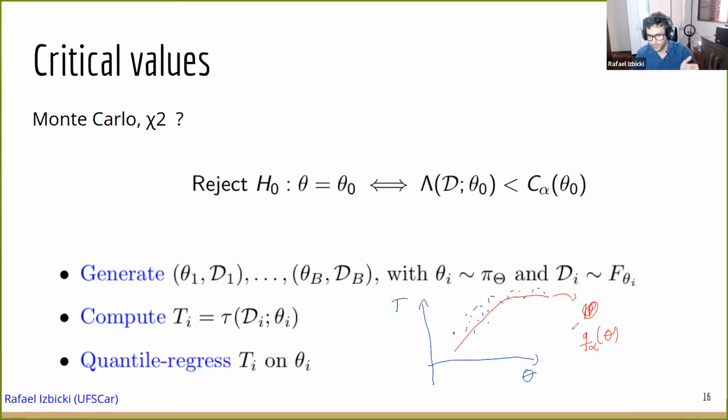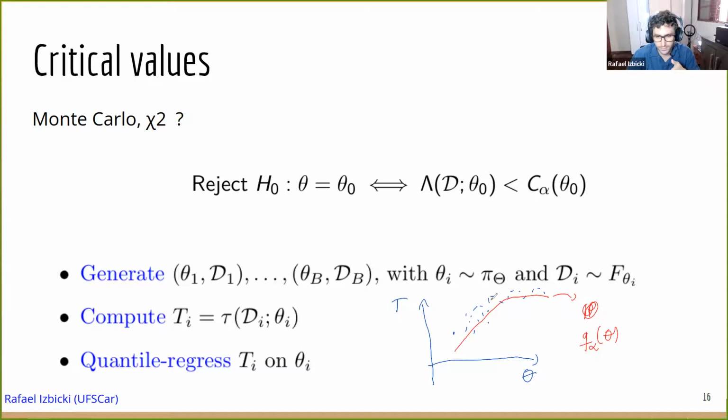I don't know if you're familiar with these quantile regression methods, but instead of estimating the mean, like in regression, they estimate the quantile function, right? So although we have B points in this plot here, we are really estimating the alpha quantile for every theta, because it's smoothing the curve basically. Thanks for the question.